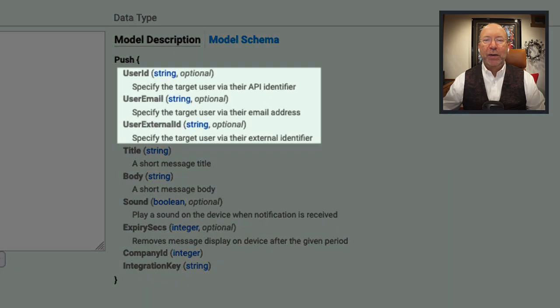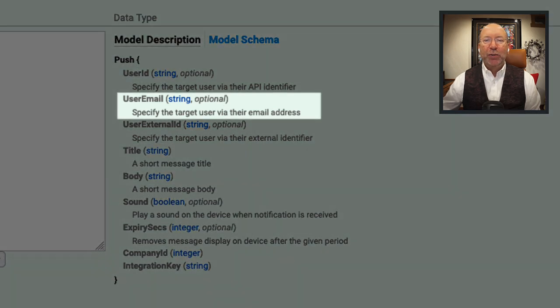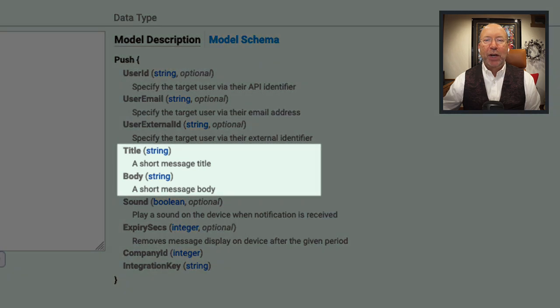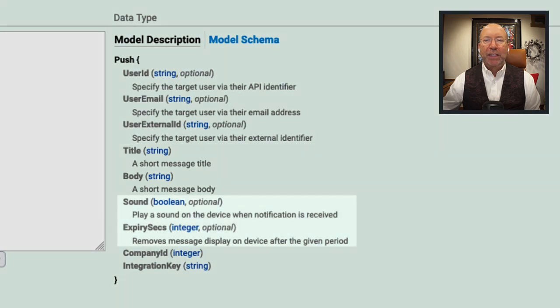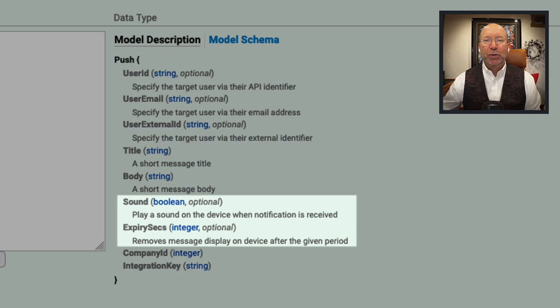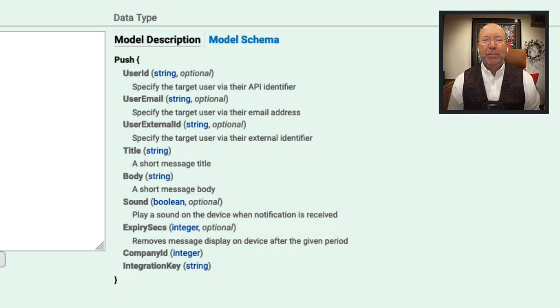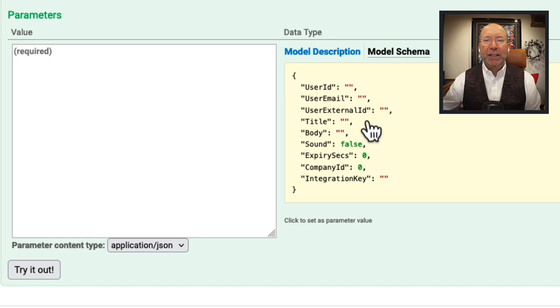User ID, user email, and user external ID are optional, meaning that all three are not required. But the system needs to know who to send the notification to, so one of the three are required. We will provide a user email. Title and body are required. Sound and expiration are optional, and company ID and integration key are required. Click on Model Schema and click the text.